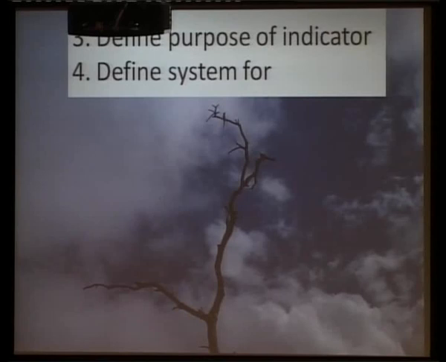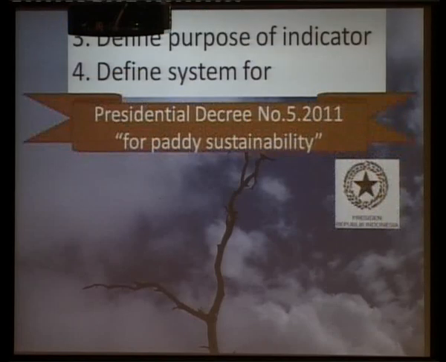Then we try to define what the system we work for. This is a G2G project, government to government project, so it cannot be research for research. So we have to identify what the system we work for. Then after the discussion with local authority, we decided to work with Presidential Decree number 5, which is about paddy sustainability. This is a direct instruction from government, the President of Indonesia.